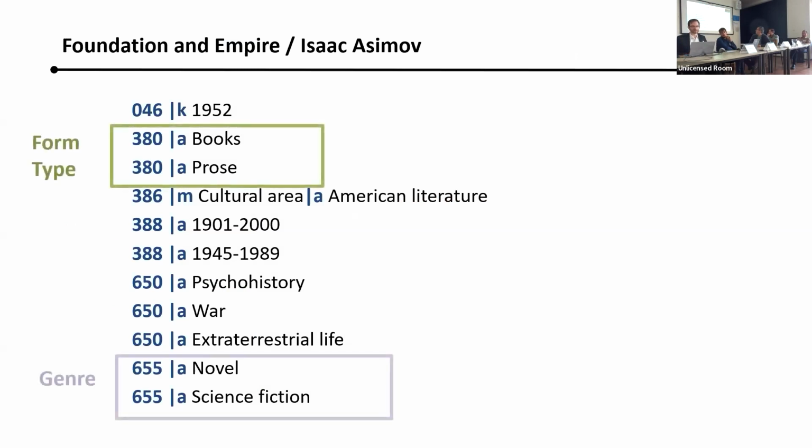We can also say that these form and type descriptors I told you a moment ago, and these genre descriptors are complementary to each other. Prose can be seen as a level 1 description of what a work is, while a level 2, more specific description can be genre in 655 fields here, novel and science fiction.